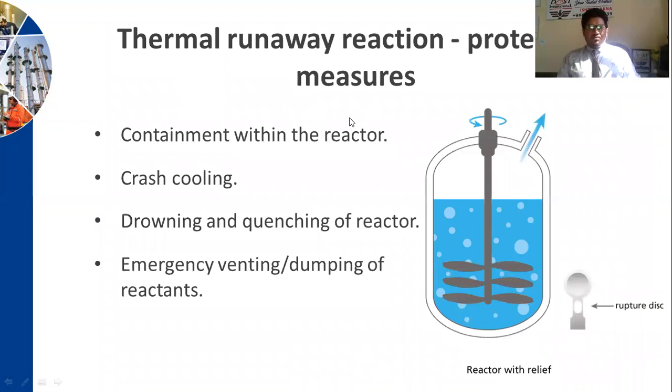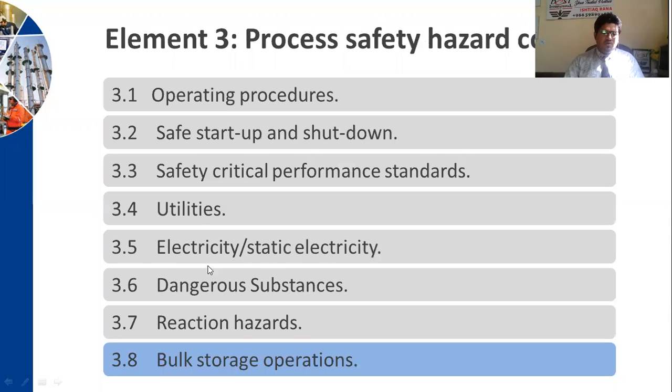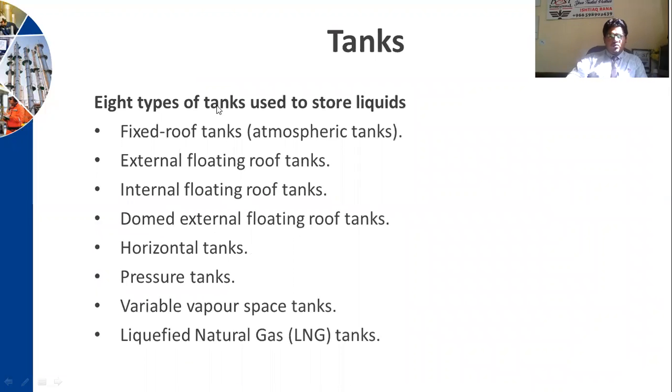Thermal runaway reaction protective measures. What we have to do is containment within the reactor, crash cooling, drowning and quenching of the reactor, emergency venting, dumping of reactant. So again, within the design phase, you need to think about all these things. Now, bulk storage operations: how we have to make sure process safety is under control in bulk storage operations. Let's take an example of tanks.